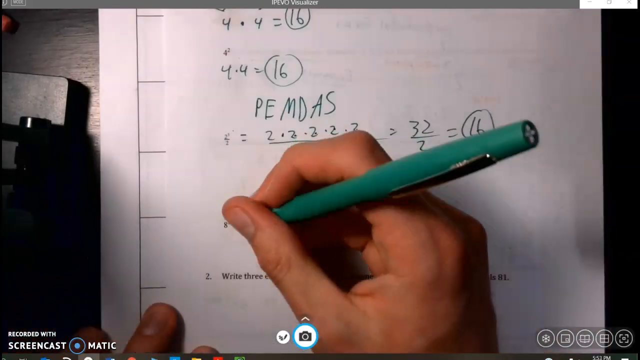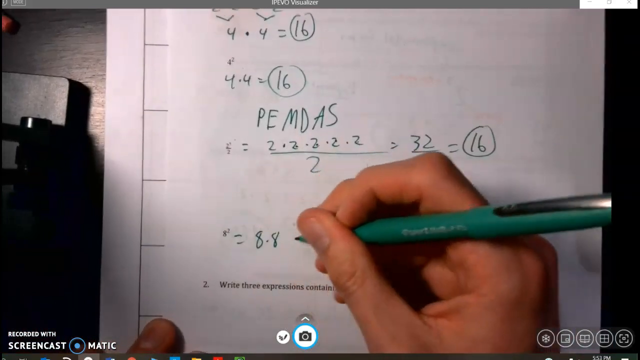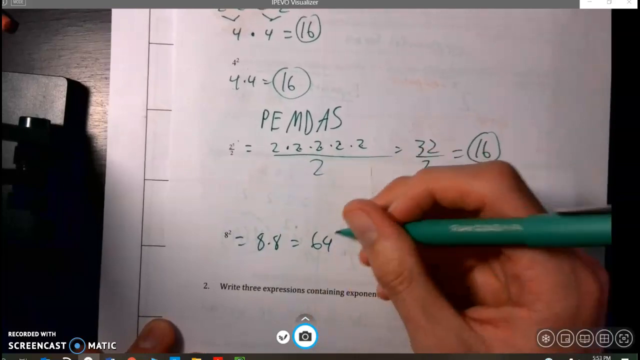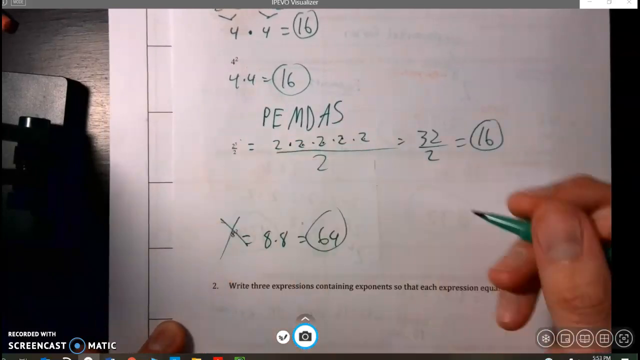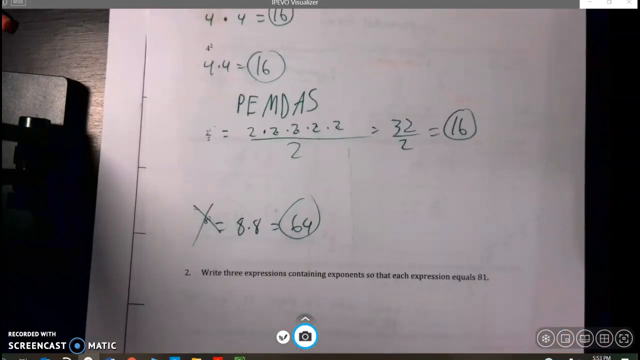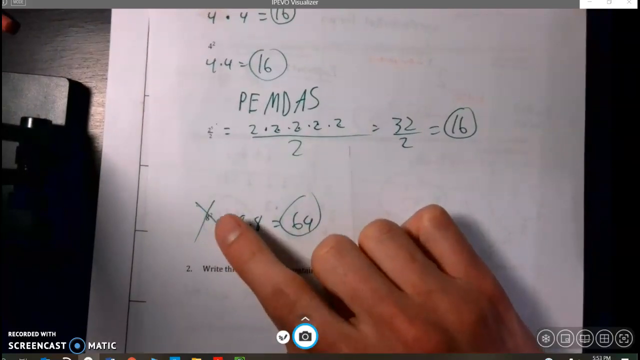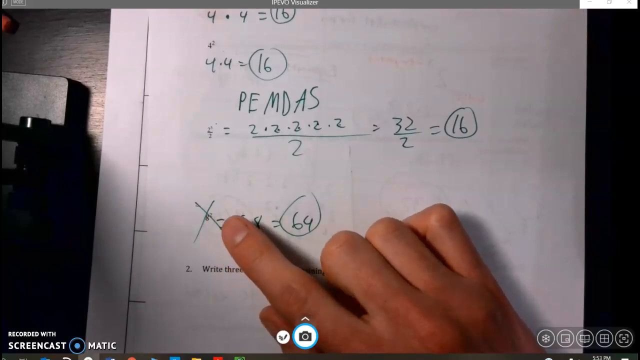So our final guy must be the one that's not equal to 16. In expanded form, this is 8 times 8, so this is 64. This is the one that did not equal 16. Ask yourself, why do you think they included 8 to the 2nd power as being the one that's not 16?